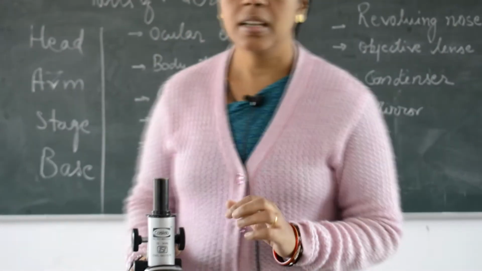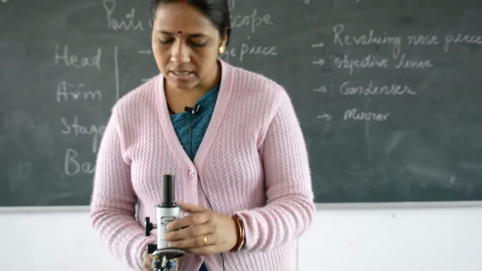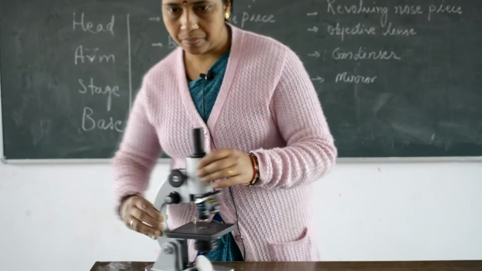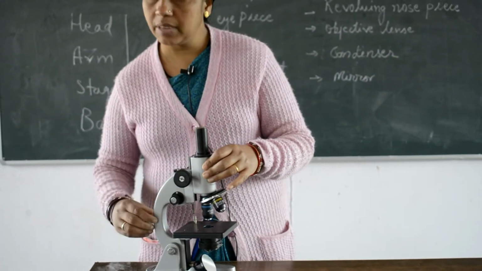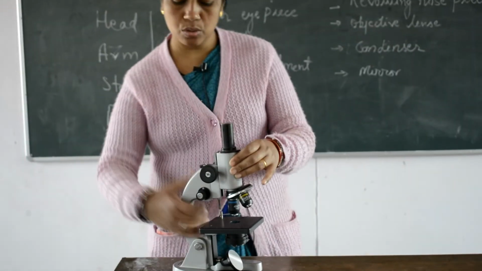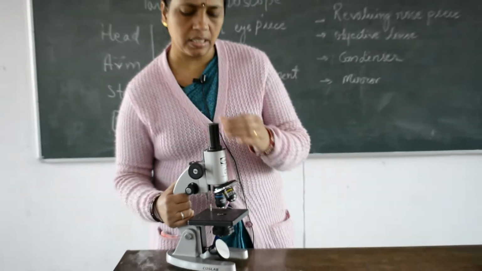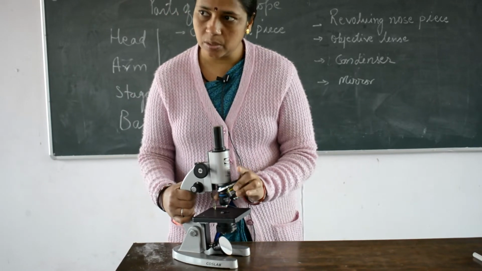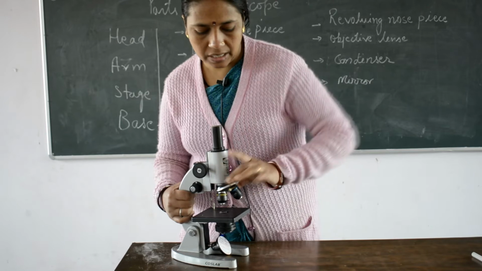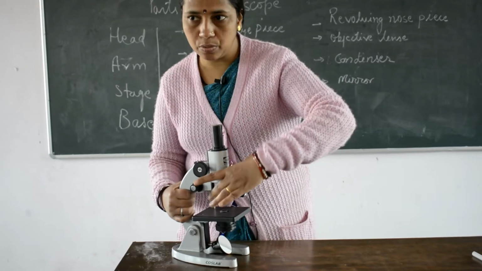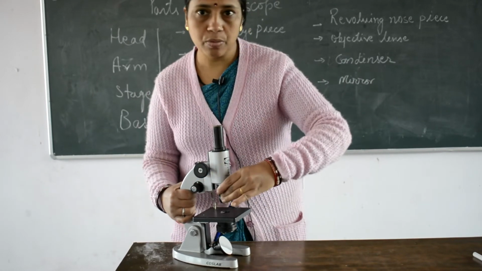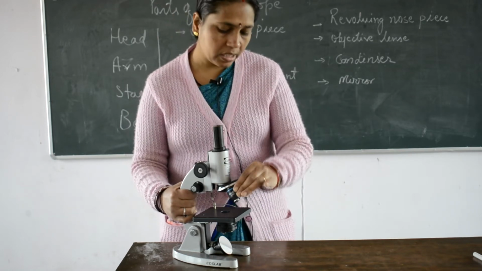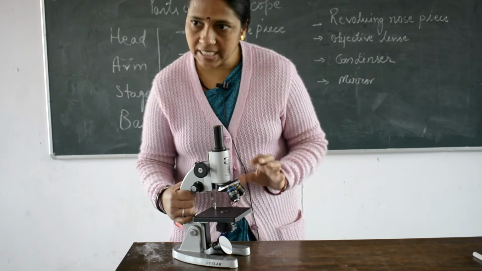Now this is the body tube, and this is the arm. This arm is used to hold the microscope. The body tube contains this revolving nose piece. You can see it can move. Depending on the type of specimen, we can adjust it.